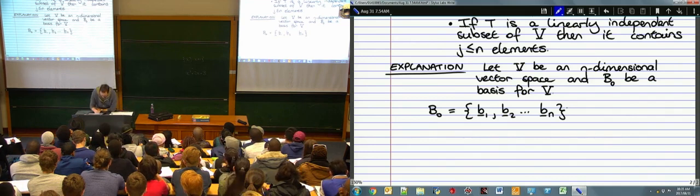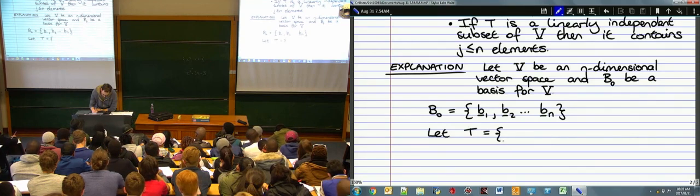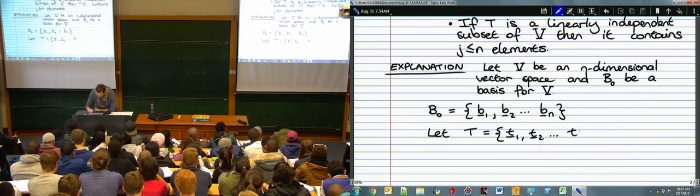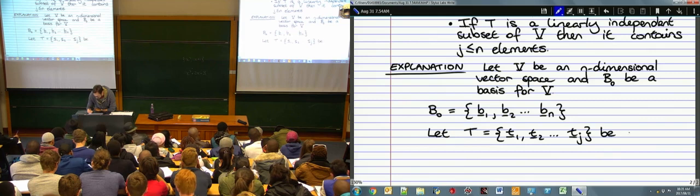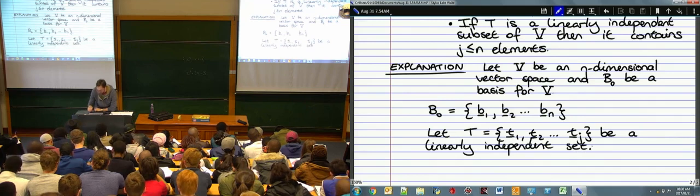So let T, and we can say this is T1, T2, up to T, I think I called it J. Yeah, Tj be a linearly independent set. Yes?